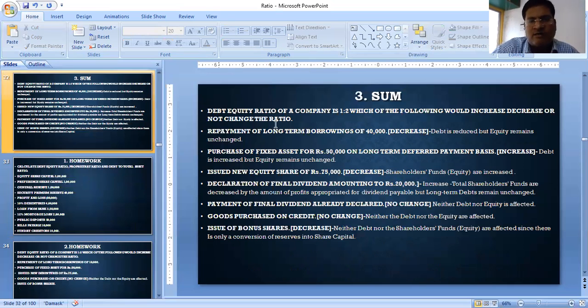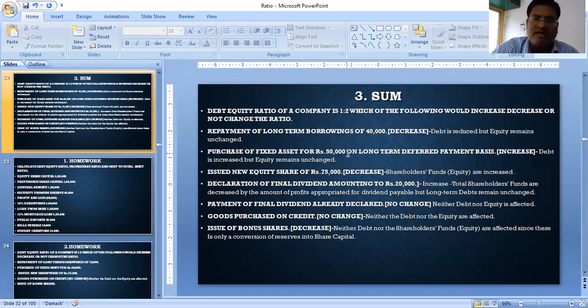Now third sum, debt equity ratio of a company is 1:2. Which of the following would increase, decrease, or no change in the ratio? First one is repayment of long term borrowings of 40,000. Debt equity, so debt has reduced, though cash has reduced. Cash has nothing to do with equity, so my numerator has reduced, debt is reduced but equity remains unchanged, so it will be a decrease.